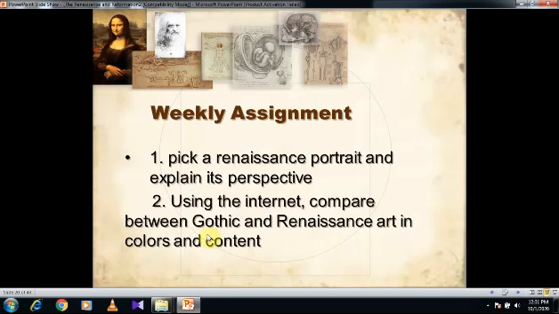The other task you need to do is, using the internet, compare the Gothic and Renaissance art in terms of colors and content. You need to tell me what colors were used in Gothic art and what colors were used in Renaissance art. You also need to tell me what the content of the drawings is. What were the Gothic themes all about? What were the drawings and paintings all about? And what were the Renaissance themes, pictures, and paintings all about?